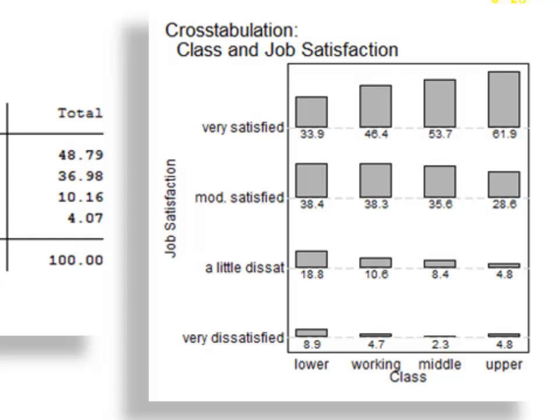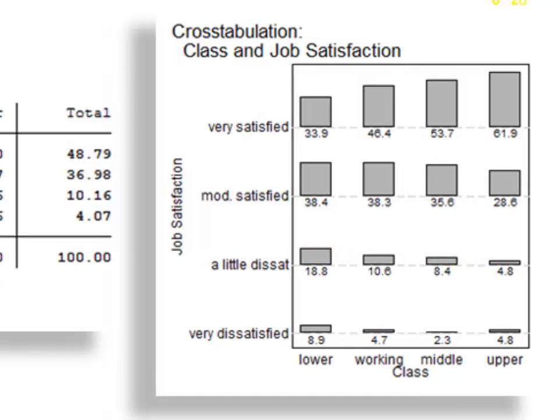So we can see, if we look right across the very satisfied row, that as people go from the lower to working to the middle to upper classes, their job satisfaction increases. It goes from 33.9 to 46.4 to 53.7 to 61.9. We can see at the bottom of the table, for example, the third row from the top, where people are a little dissatisfied with their job or housework, that as we go from lower to upper class, satisfaction decreases.